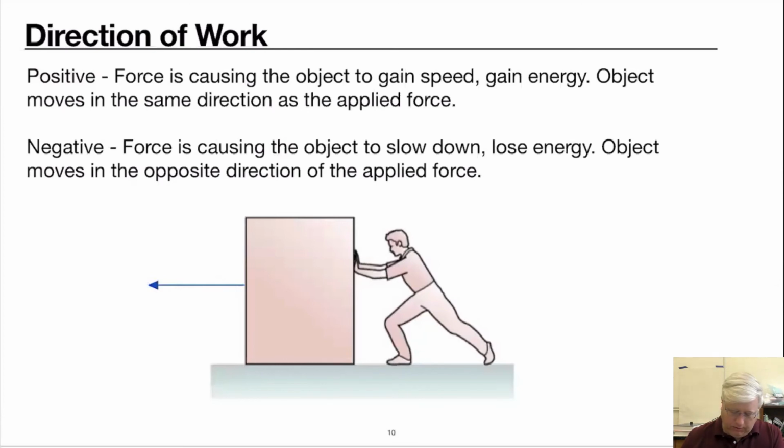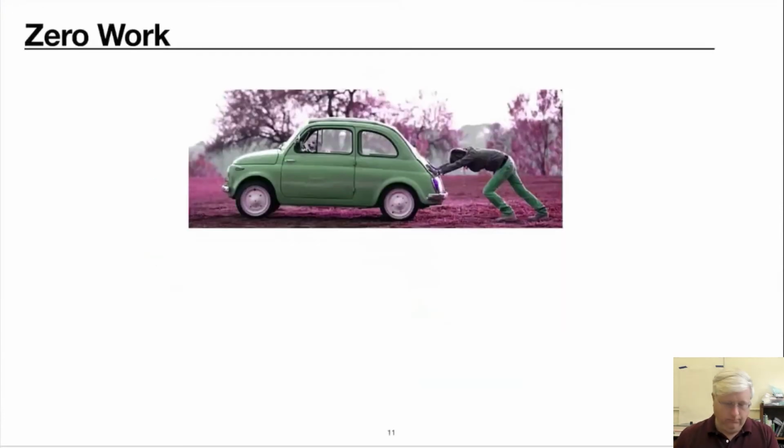But in the real world, there's some friction between the box and the surface it's sliding on. Right, we know that friction points in the opposite direction of the motion. So actually here, the work done by friction, and friction is a force, so it can do work, the work done by friction would be negative.